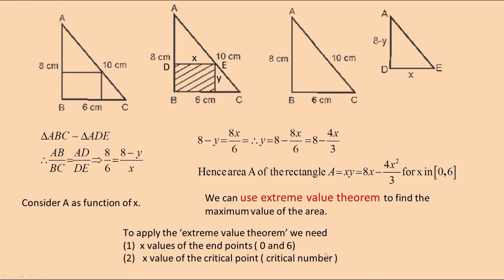At the critical point the differentiation value should be 0. So we proceed. dA by dx, A is 8x minus 4x squared by 3. So dA by dx is 8 minus 8x by 3. You have to equate it to 0 and solve for x.